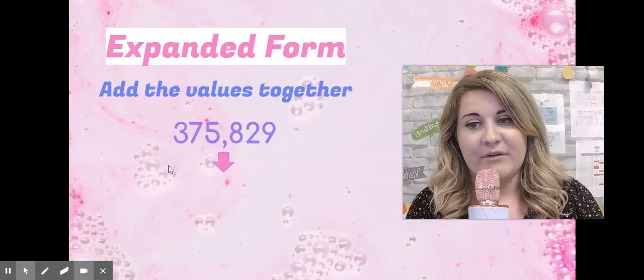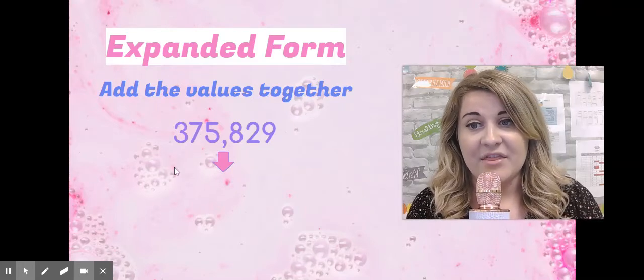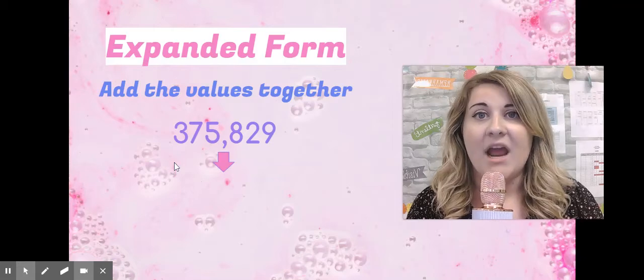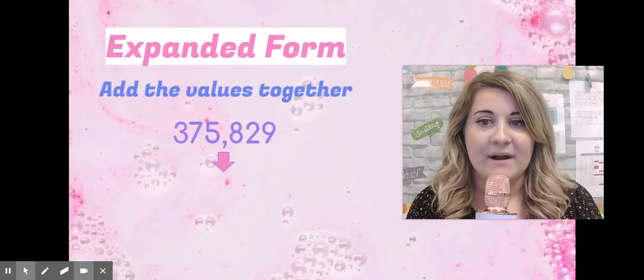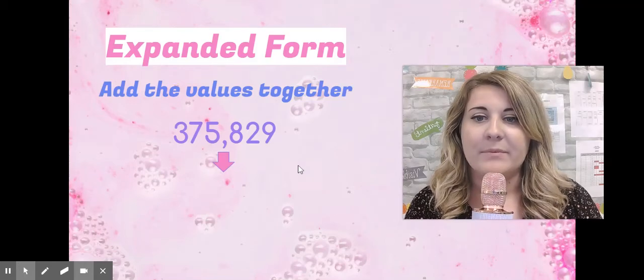So after the 3, you're going to write down 3 here, and you're going to add 1, 2, 3, 4, 5 zeros because that 3 is actually worth 300,000. Oh my goodness, that's a huge number. So 300,000, do a plus sign.